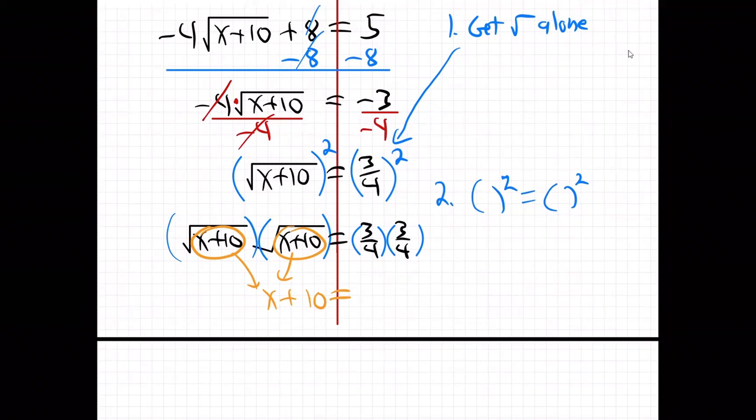Now what happens on the other side? Well, you just multiply top times top and bottom times bottom. 3 times 3 is 9. 4 times 4 is 16. That's how we multiply fractions, right? Just straight, top, top, bottom, bottom.